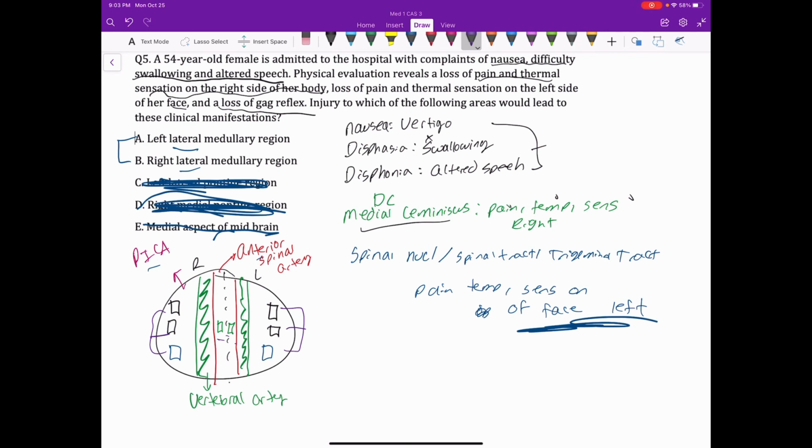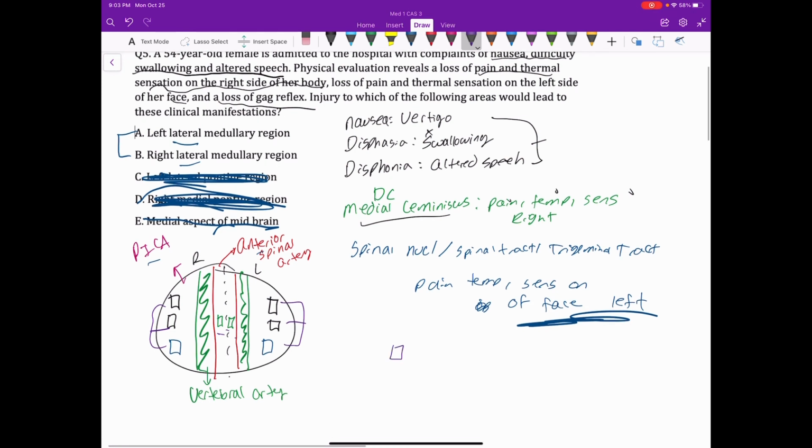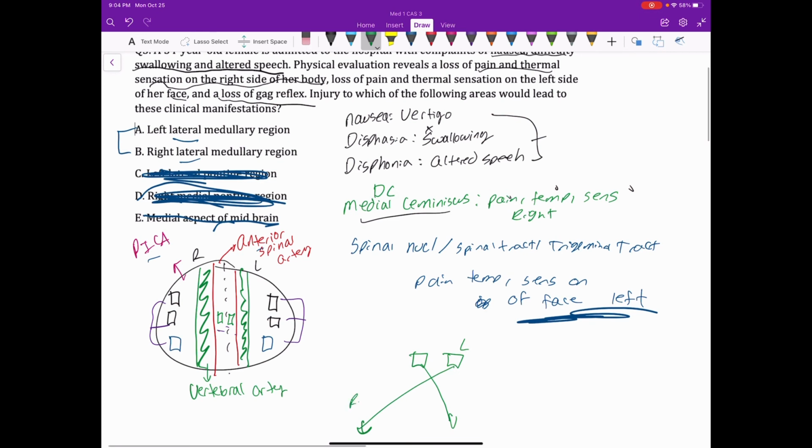Physical evaluation reveals a loss of pain and thermal sensation on the right side of her body. So we're going to have loss of pain and temperature sensation on the right side of the body. How did we say we get pain and temperature sensation? It comes from the medial lemniscus. Where is the medial lemniscus located? It's in the anterior spinal artery territory. However, what does it do? It crosses, right? It decussates. So whatever happens on the left medial lemniscus really takes right sensory innervation. That means the right medial lemniscus takes left sensation.